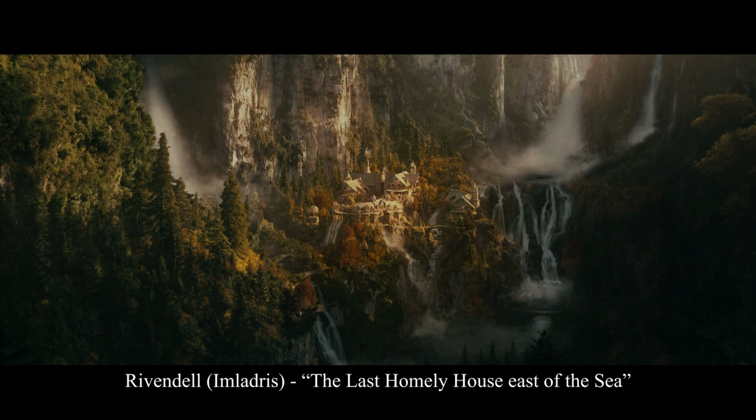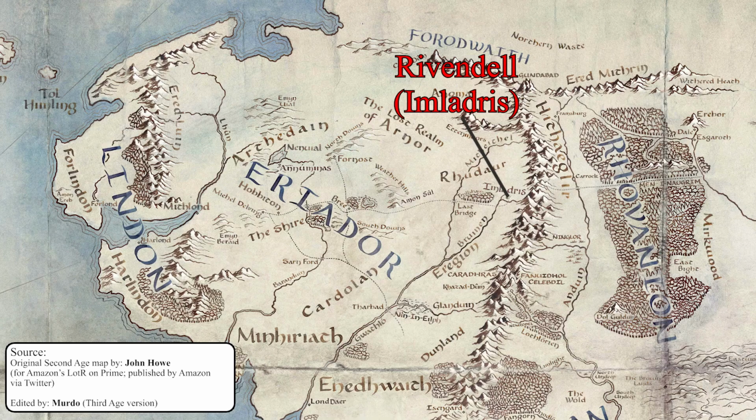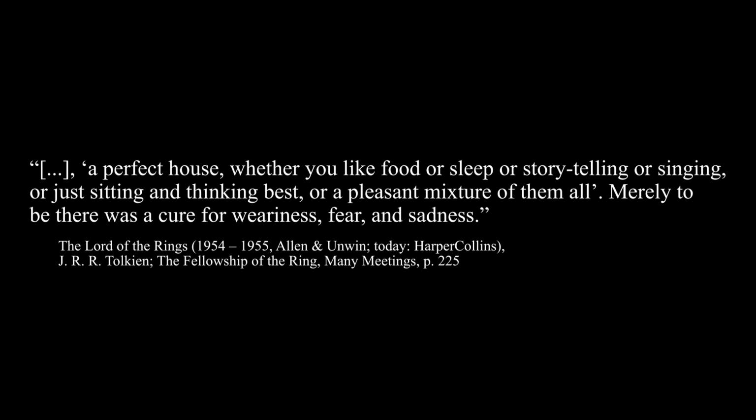After that, Tolkien gives us some small details about Rivendell. It's called the last homely house east of the sea, I guess to imply beyond it and the Misty Mountains, things become wild. Bilbo describes it as a perfect house, whether you like food or sleeping or storytelling or singing or just sitting and thinking best or a pleasant mixture of them all. Merely to be there was a cure for weariness, fear and sadness.